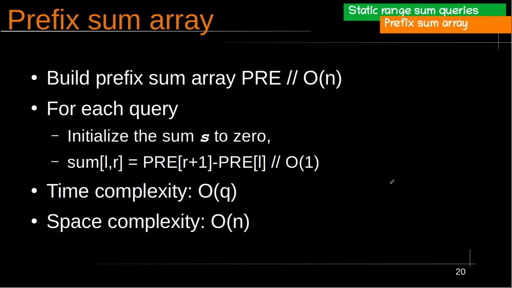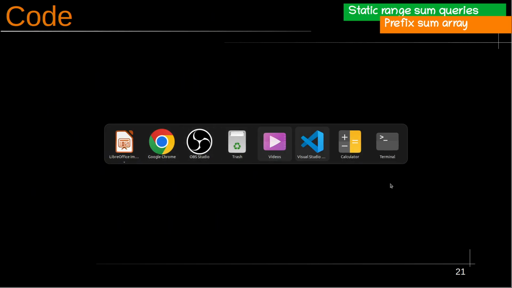So we can write this pseudocode. Build the prefix sum array in O(n). Then for each query, initialize the sum S at 0. Then the sum from L to R is equal to the value in the prefix array at index R plus 1 minus the value in the prefix array at index L, which is O(1). So the time complexity of the whole code is O(Q). There is no times N here, just the number of queries. And the space complexity is O(1). Let's code it.